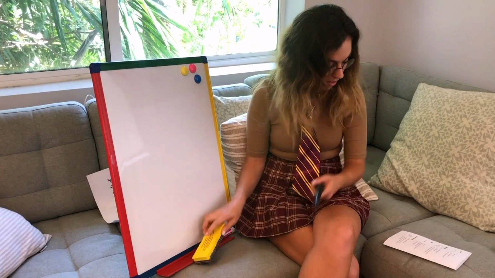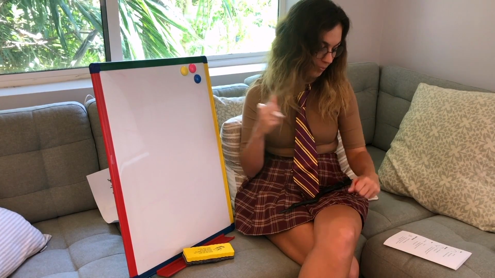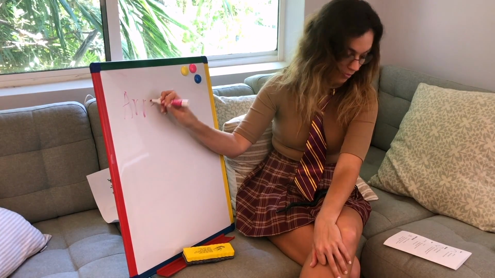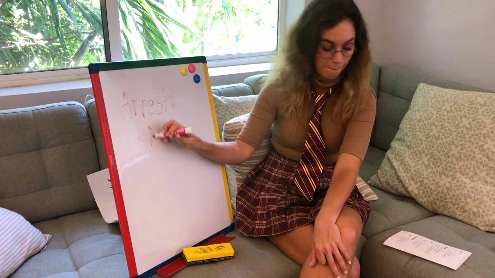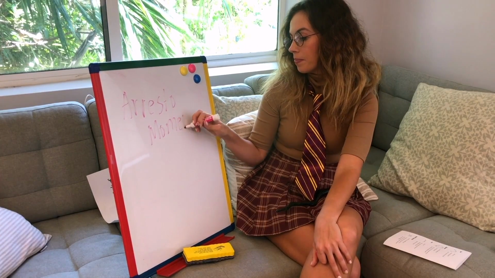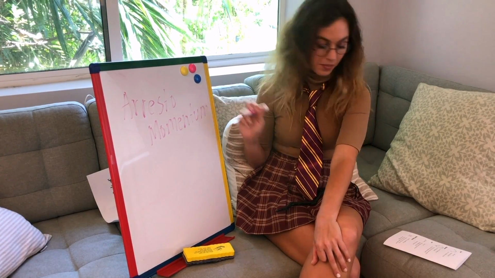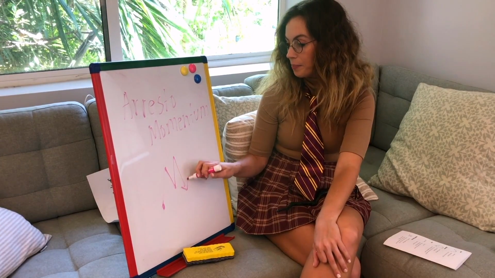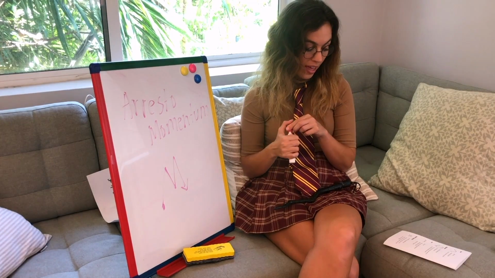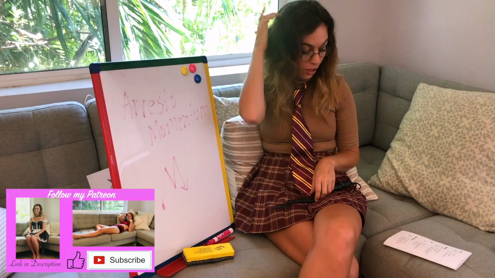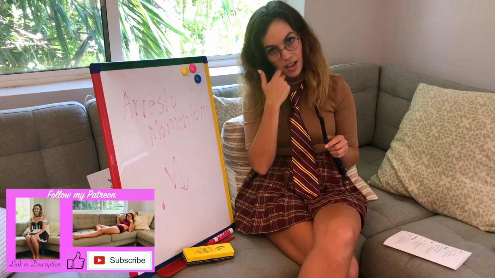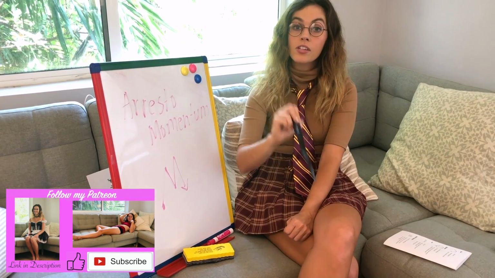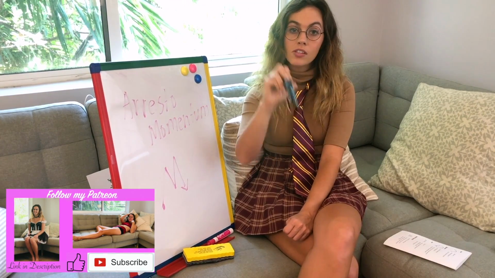Okay, so I've got one more to show you today, and this is Arresto Momentum. Okay, so this looks like kind of like an M, and this is just to slow the movement of your target. So especially when falling. So what you're going to do is just make kind of like an M. So Arresto Momentum.